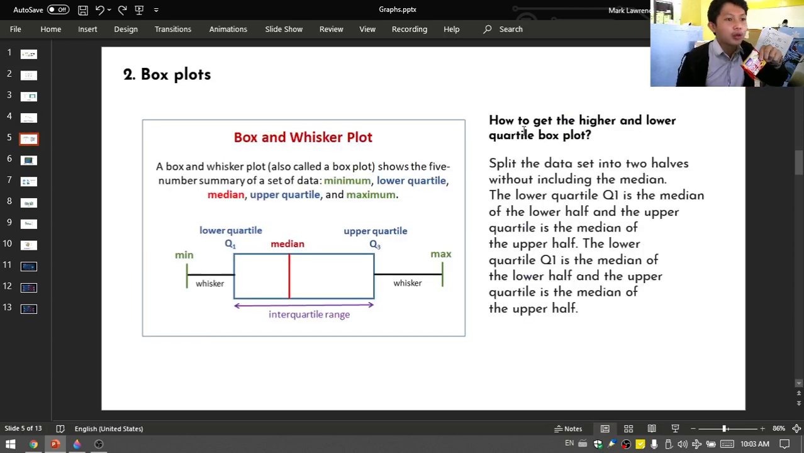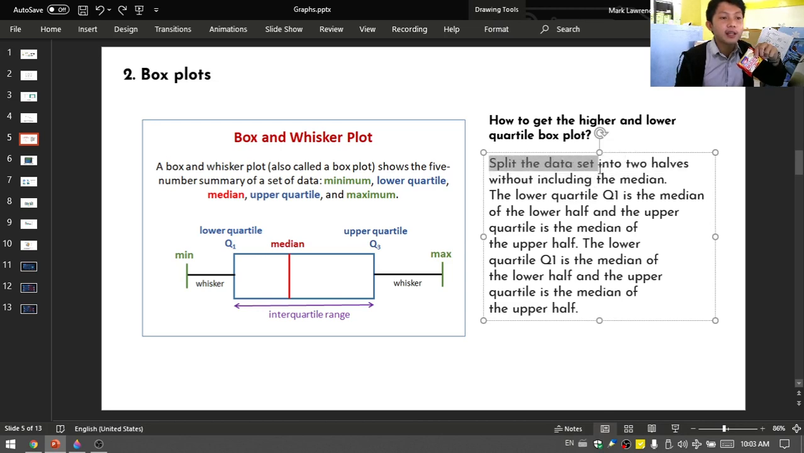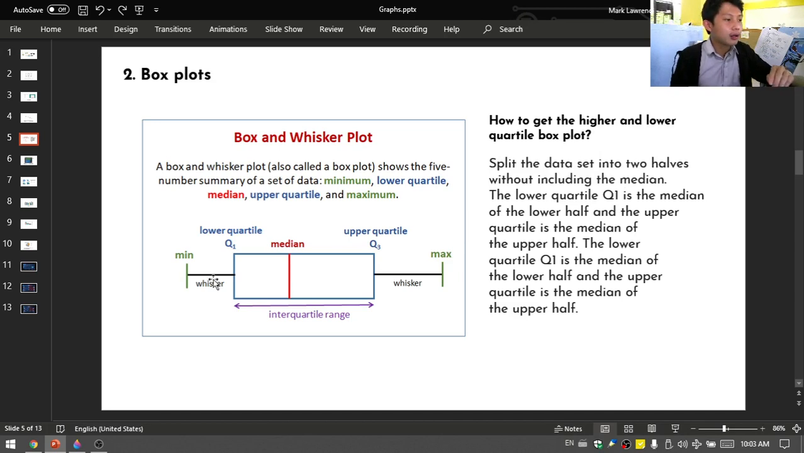So how do we calculate the higher and the lower quartile? Alright, so the upper and the lower quartile can be computed by splitting the data set into two halves. For example, from the median to the minimum, you divide it by 2. And from the median to the maximum, you divide it by 2. So, ganun lang makuha ang lower and upper quartile.